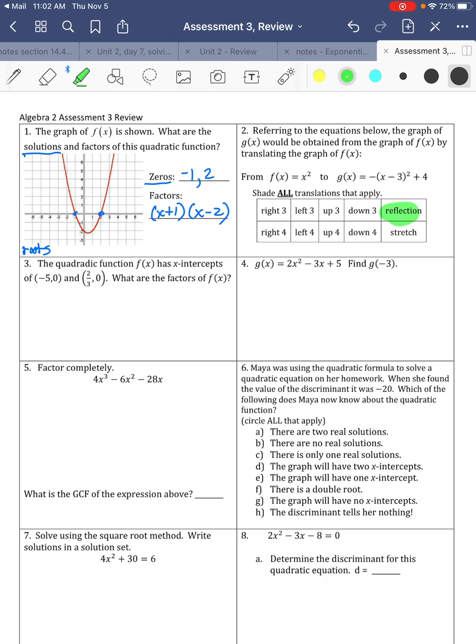Then let's see, the -3, that's going to move you to the right 3, and then the +4 is going to move you up 4. Remember, you can't go right and left. You can't go up and down. It has to be one or the other. So that's what it is.